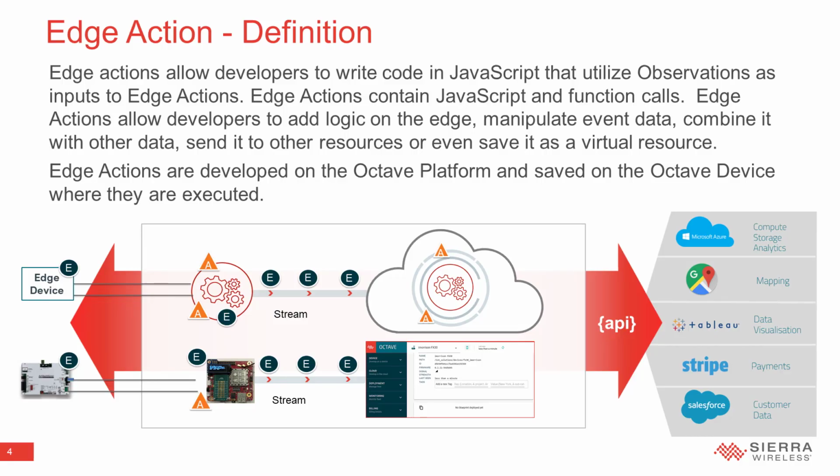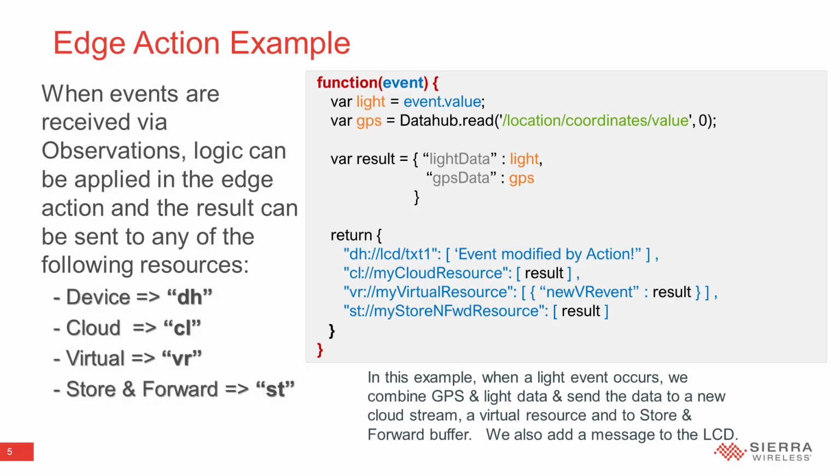Edge actions are developed on the Octave platform and saved on the Octave device where they are executed. Edge actions allow developers to write code in JavaScript that utilize observations as input. Edge actions contain JavaScript and function calls and allow developers to add logic on the edge, manipulate the event data, combine it with other data, send it to other resources, or even save it as a virtual resource on the device. Here's a simple edge action example.